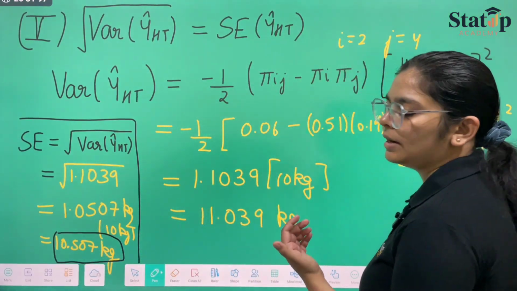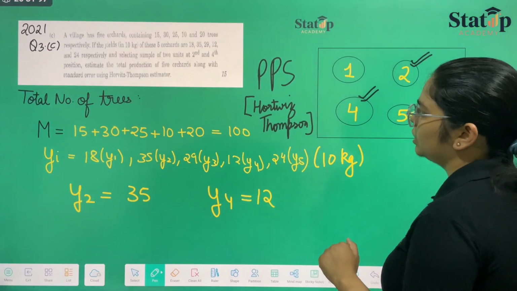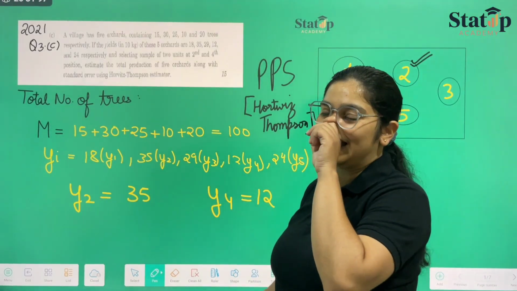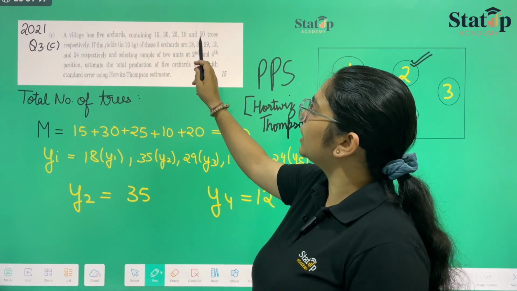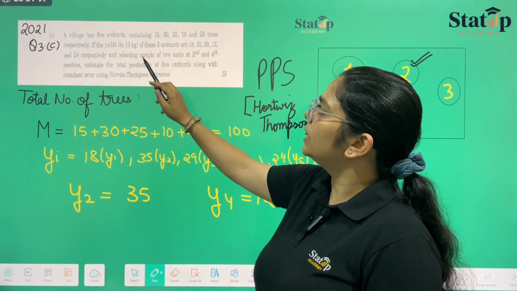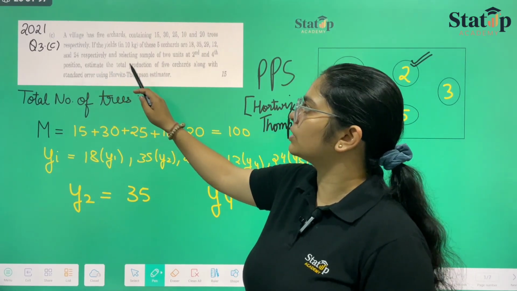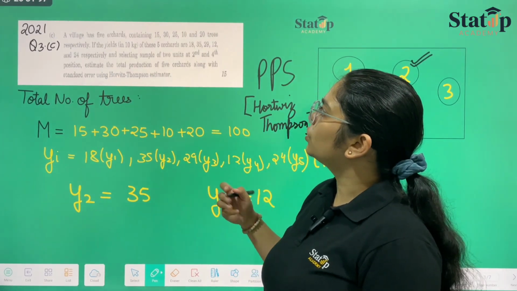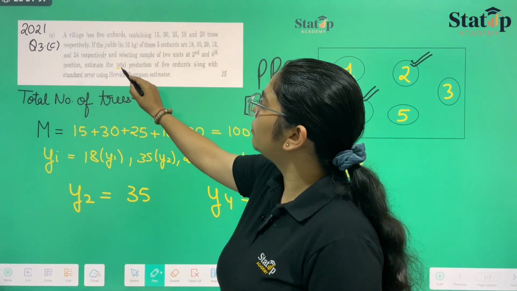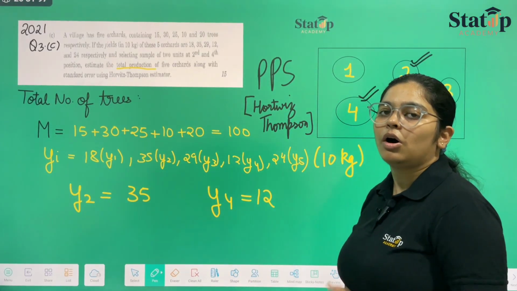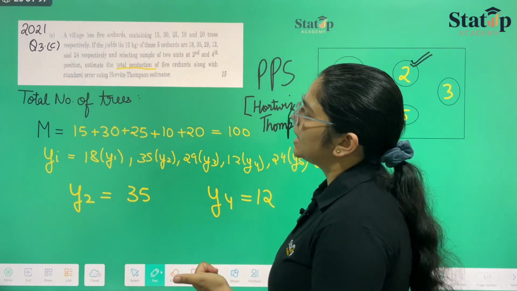So this is how we'll be attempting all 5 parts of this question. Now let us see the question I've asked again. Now you'll be able to understand it thoroughly. Our village has 5 orchards containing 15, 30, 25, 10 and 20 trees respectively. If the yield in 10 kgs of these 5 orchards are 18, 35, 29, 12 and 24 respectively, and selecting a sample of 2 units, second and fourth position, estimate the total production. So from here we are seeing total production means the Horvitz-Thompson estimator for the population total of 5 orchards along with standard error.